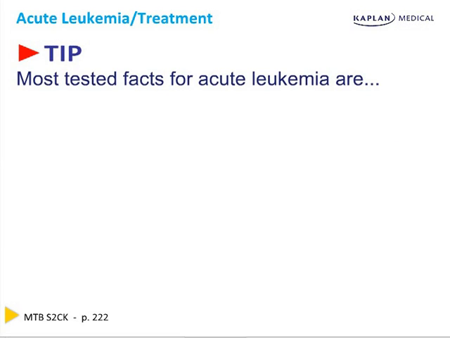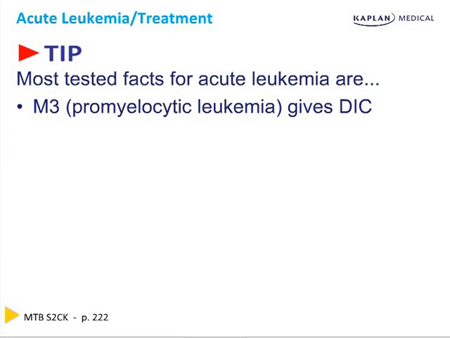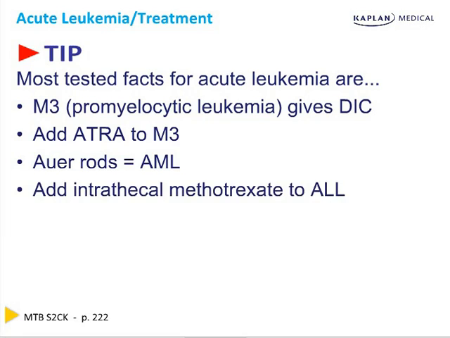The most tested facts for acute leukemia are: M3 promyelocytic leukemia gives DIC, M3, DIC, all-trans retinoic acid for M3, and Ara-C for AML, and intrathecal methotrexate for ALL.